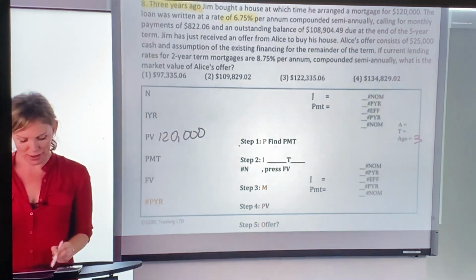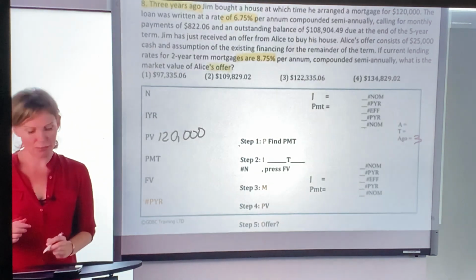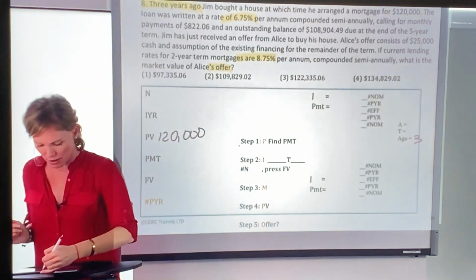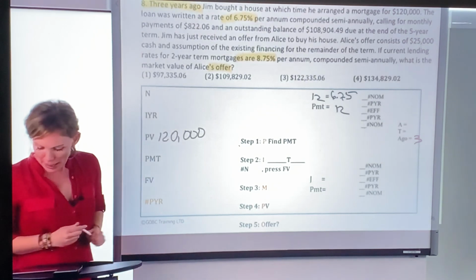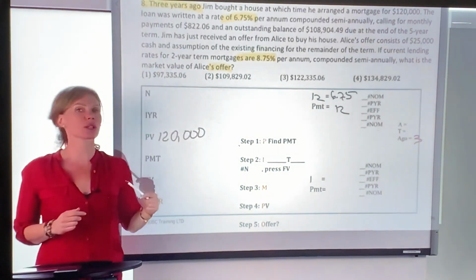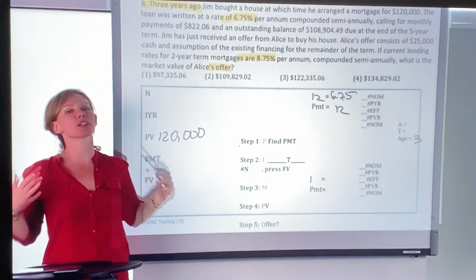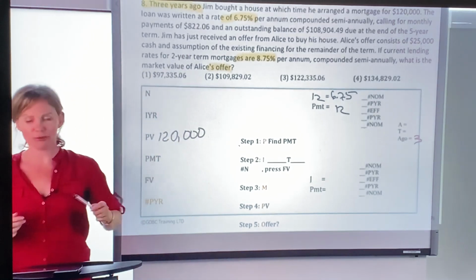So we see that there are two rates in the same question, so we know it's going to be a PIMPO question. They're looking for the offer, so that is a PIMPO. But I'll use the first rate to plug in and find the payment. So 6.75 compounded semi-annually. It calls for the monthly payments of $822.06. Now, usually we don't use their payments. Why don't we use it? Because we can find our own payments and then match it up to what they want. But let's see if we have enough information to find our own payments.